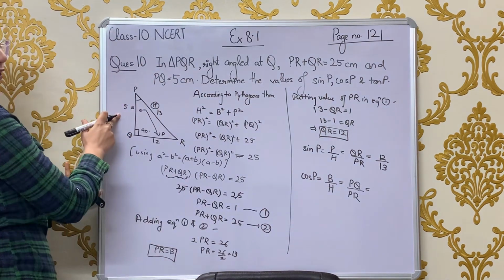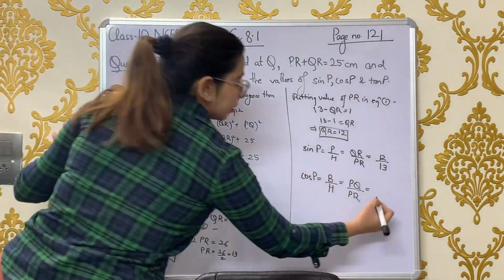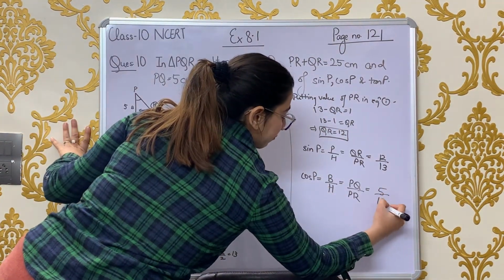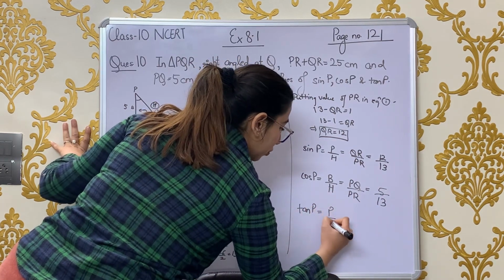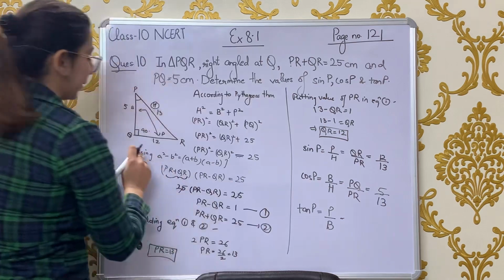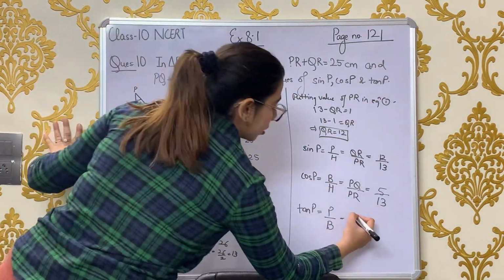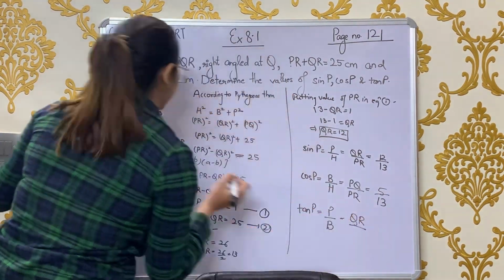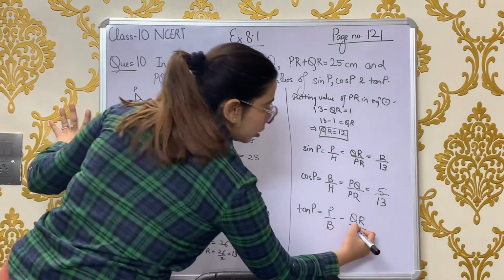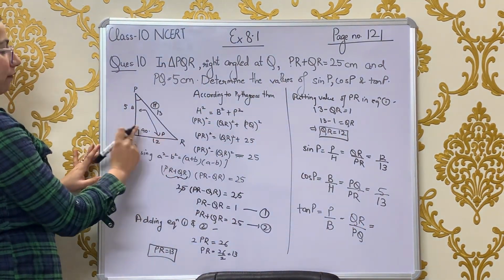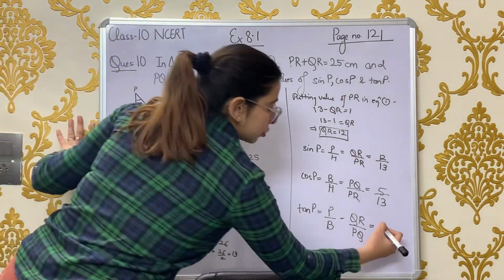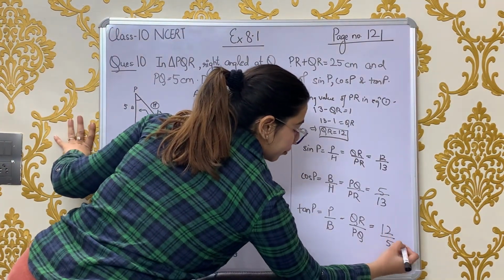PQ is 5 and PR is 13. So cos P is 5 by 13. Now similarly tan P is perpendicular by base. So our perpendicular is QR and our base is PQ. QR is equal to 12 and PQ is equal to 5. So our answer is 12 by 5.